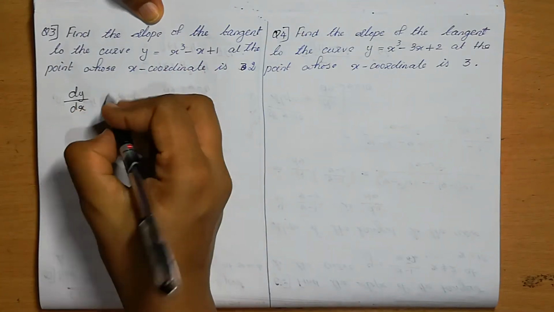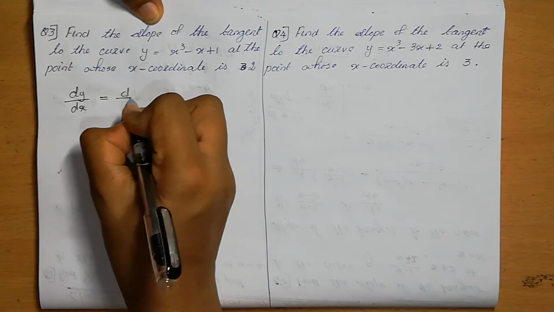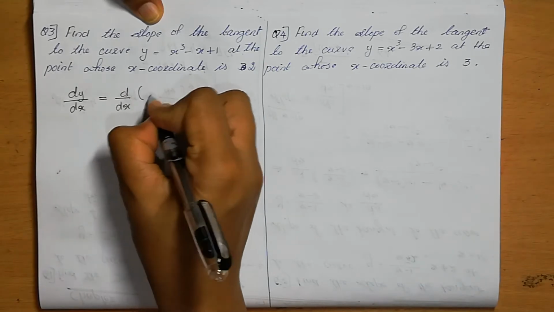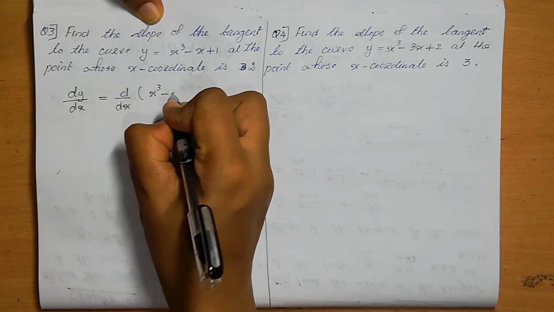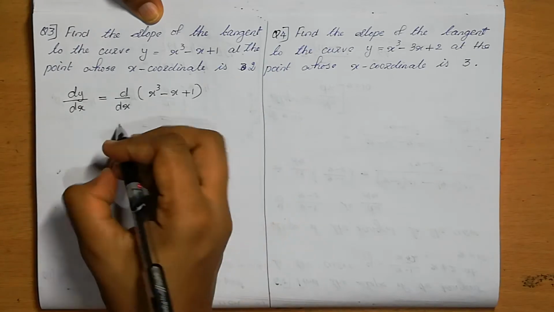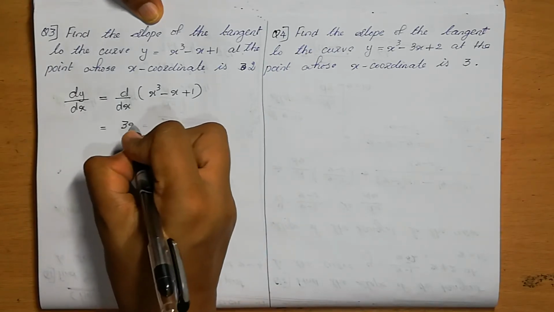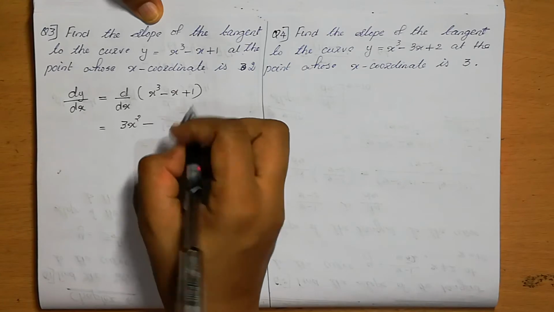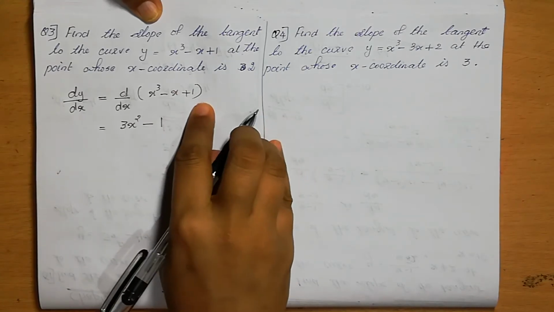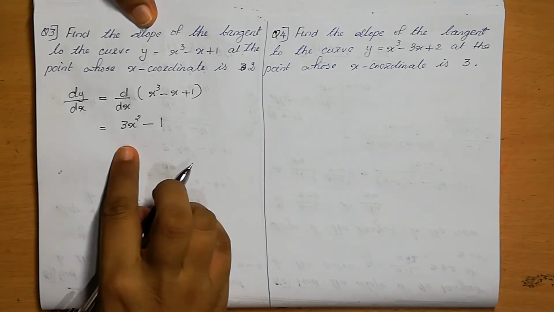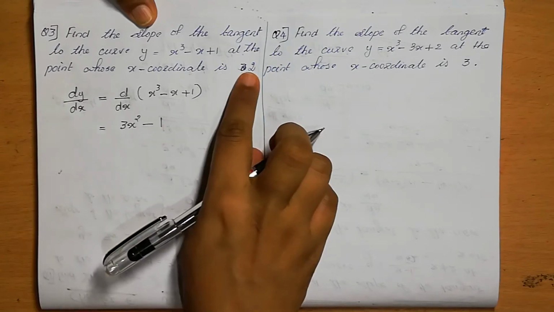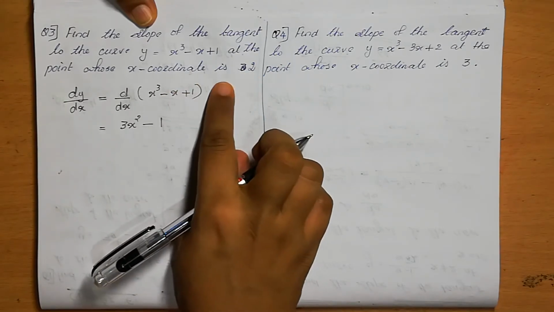So, dy by dx equal to d by dx of the y value is x cube minus x plus 1. So, derivative of x cube is 3x square minus derivative of x is 1, derivative of 1 is 0 only. So, this is the slope of the tangent to the curve. Next, we need to find the slope at x is equal to 2.